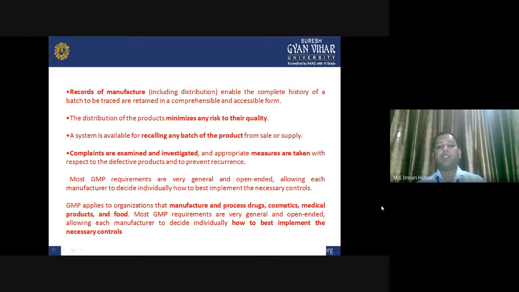Most GMP requirements are very general and open-minded, allowing each manufacturer to decide individually how best to implement the necessary controls. GMP applies to organizations that manufacture and process drugs, cosmetics, medical products, and food. So everything is there to ensure that things are being manufactured according to the standards.